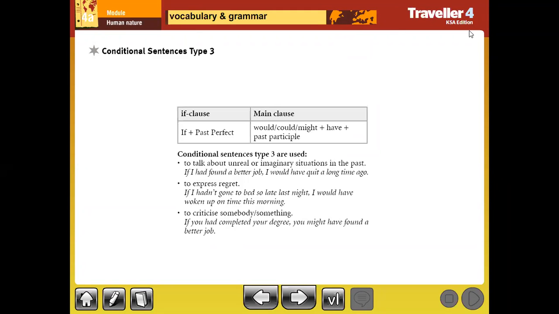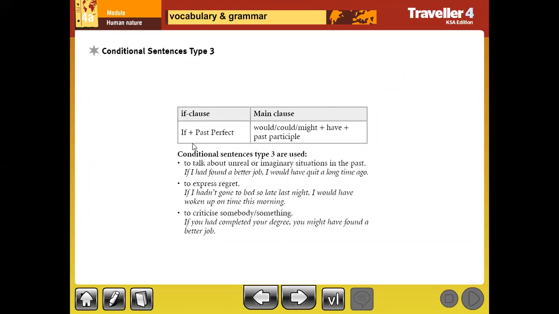So we use the third conditional, conditional sentence type 3, to talk about unreal or imaginary situations in the past, to express regret, and to criticize somebody or something. يبقى بنستخدمها للتعبير عن موقف غير حقيقي أو خيالي، أو التعبير عن الندم أو انتقاد شخص أو شيء ما.